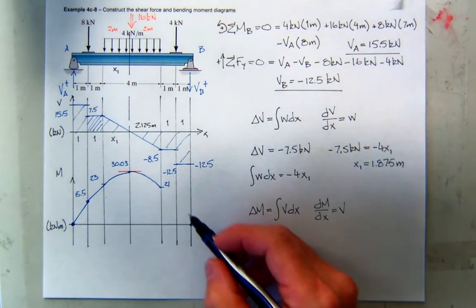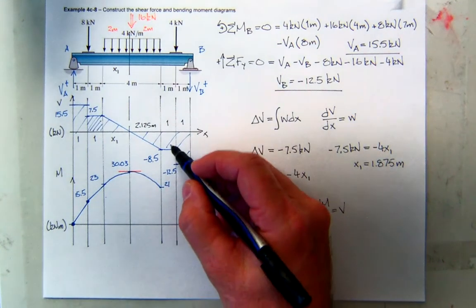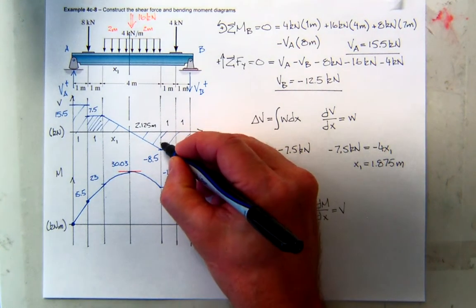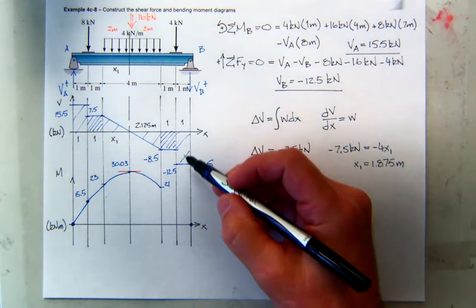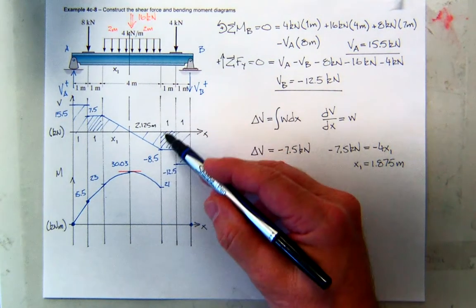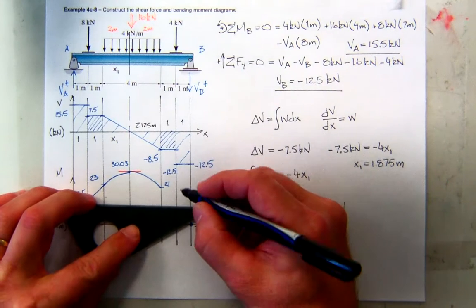And then what's the change in moment over this meter? It would be this area of the curve. I'll just make that one look a little easier to see. Well, that's a rectangle, base times height, so that's 1 times negative 8.5, so negative 8.5. What's 21 minus 8.5? 12.5.